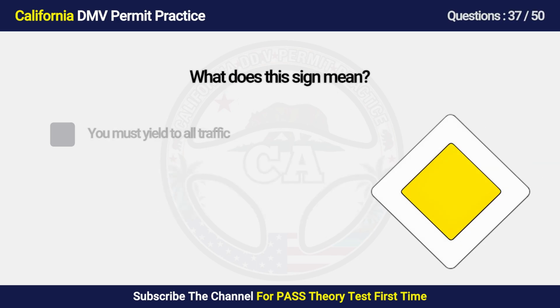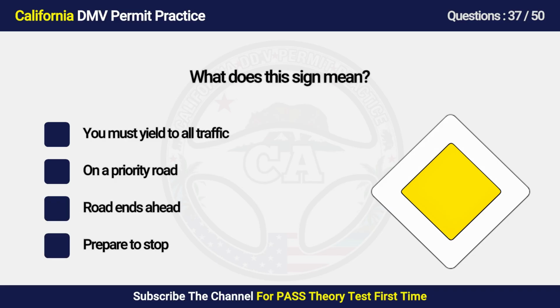Question 37. What does this sign mean? A. You must yield to all traffic. B. On a priority road. C. Road ends ahead. D. Prepare to stop.